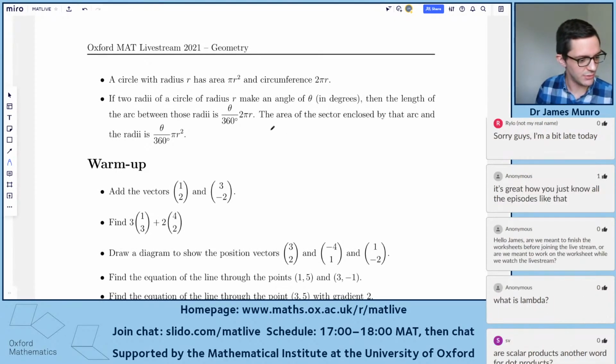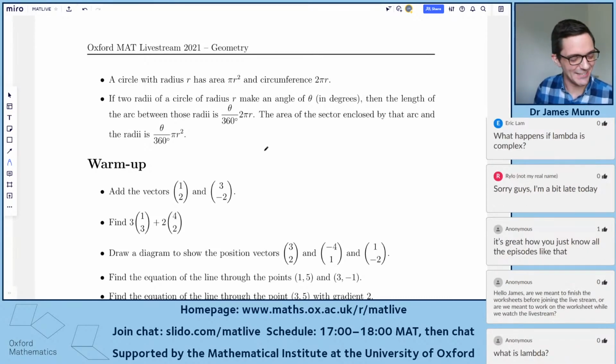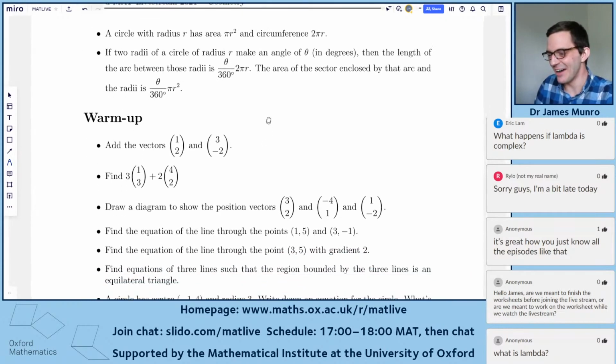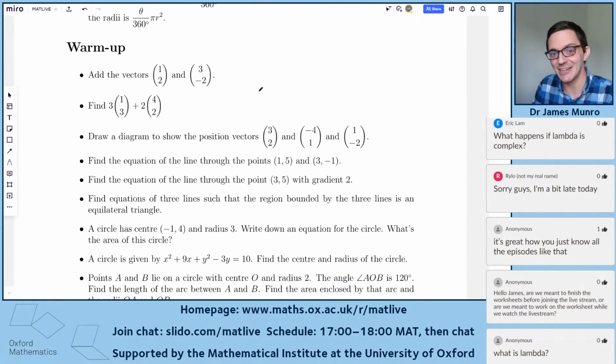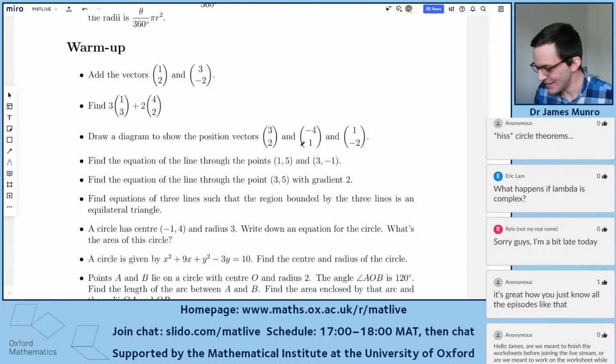Yeah, the classic MAT Livestream question, of course, is what happens if lambda is complex? I've learned that people watching the MAT Livestream love complex numbers. They want everything to be a complex number. They like taking normal things and making everything into complex numbers. I don't know what happens if lambda is a complex number. I guess the output is a complex number as well. There are no complex numbers on the maths, but it's something that I can tell everyone's very interested in.